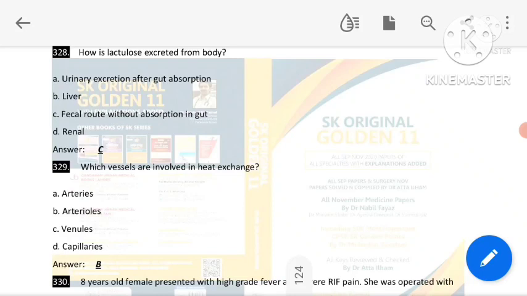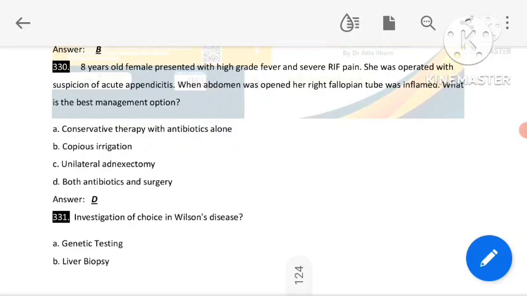So point number 330, an 8-year-old female presented with high-grade fever and severe right iliac fossa pain. She was operated with suspicion of acute appendicitis. When abdomen was opened, her right fallopian tube was inflamed. What is the best management option? Both antibiotics and the surgery. D is the right option. Both antibiotics and surgery.